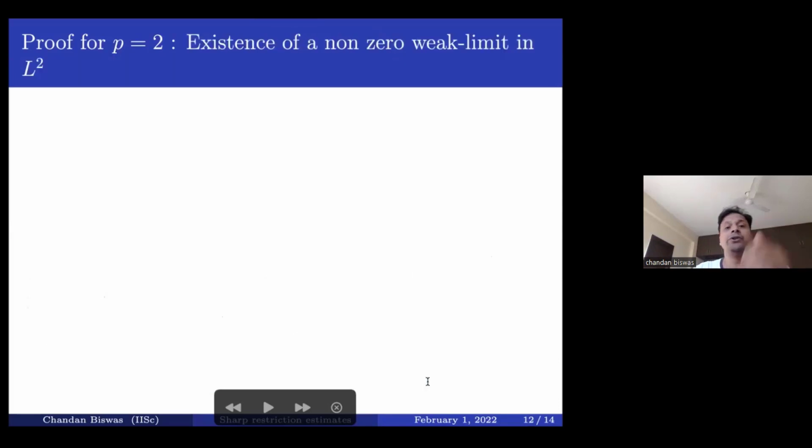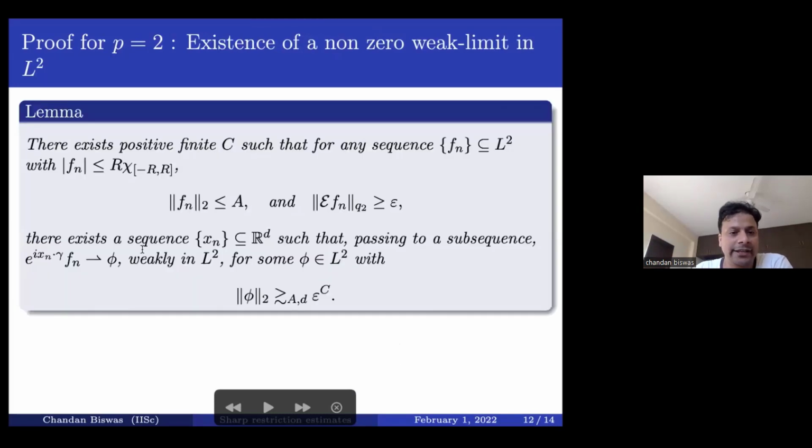Now, the next question is, how do we make sure that the weak limit is not identically 0? This is given by another lemma, which basically comes from the improved LP estimate. So there is a positive finite constant C, such that given any sequence Fn which satisfies this property, that all of them are supported on minus r to r and uniformly bounded. Each Fn has L2 bound, so this sequence is bounded in L2. For us, capital A would be 1 because we are working with an L2 normalized sequence. And the most important part of the assumption is that the LQ2 norm of the extension of Fn is at least epsilon for each n. So each of them is large.